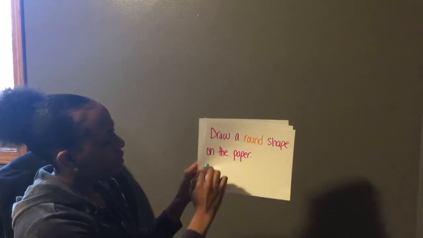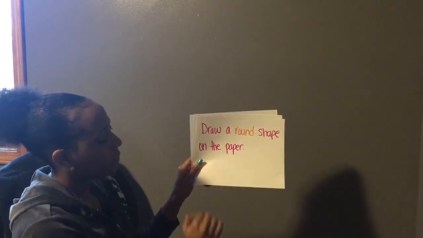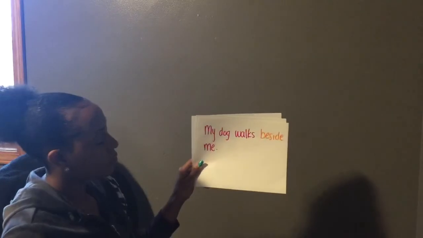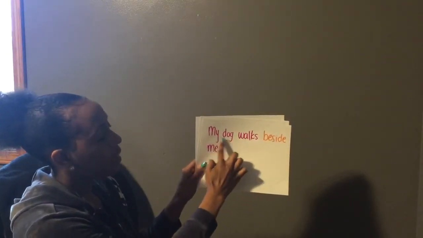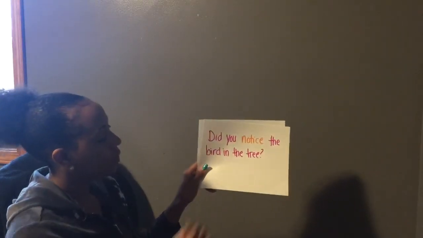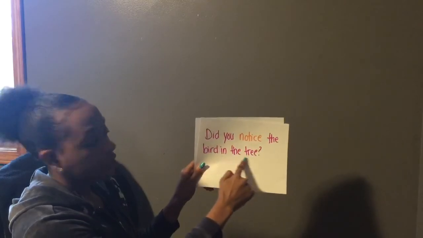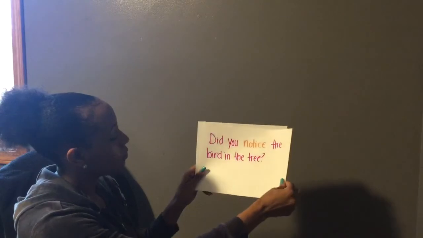Draw a round shape on the paper. My dog walks beside me. Did you notice the bird in the tree?